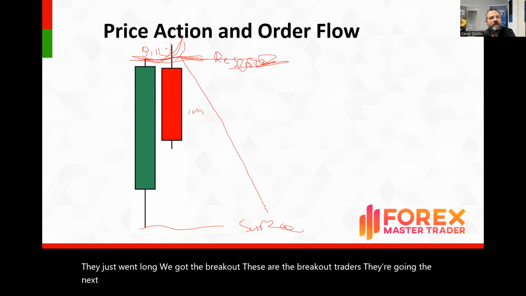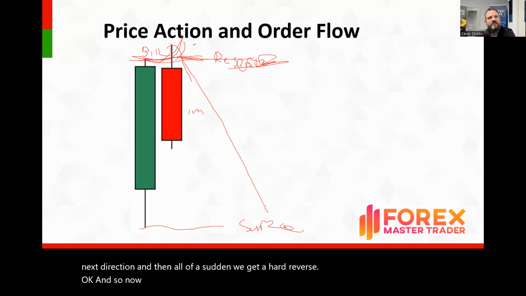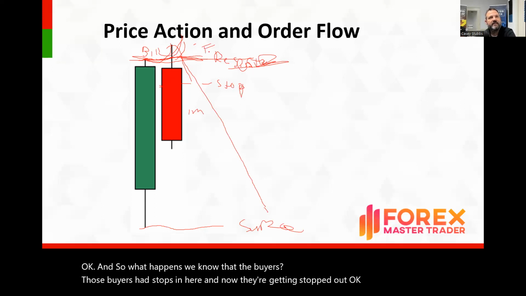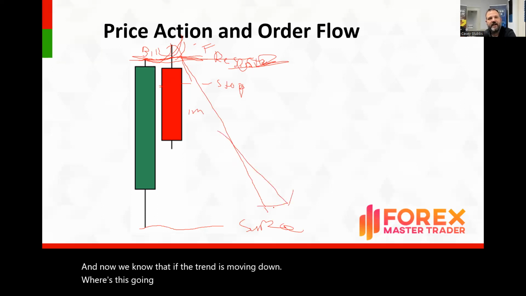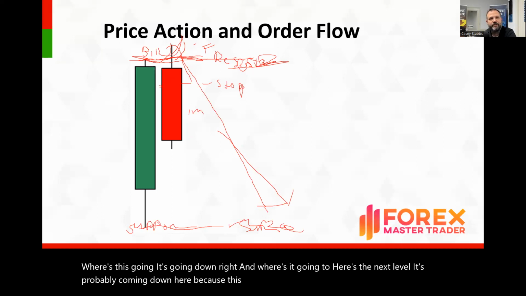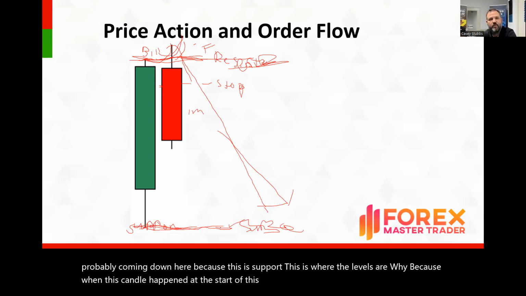And then all of a sudden we get a hard reverse. Okay, and so now what happens? We know that those buyers had stops in here, and now they're getting stopped out. Okay, they're trapped. And now we know that if the trend is moving down, where's this going? Well, it's going down. And where's it going to? Well, here's the next level. It's probably coming down here because this is support. This is where the levels are. Why? Because at the start of this candle, this is where the orders are.